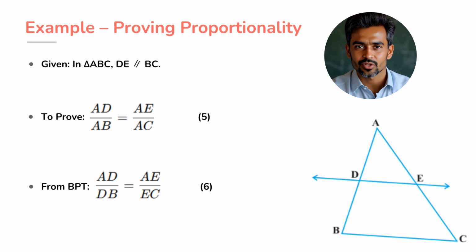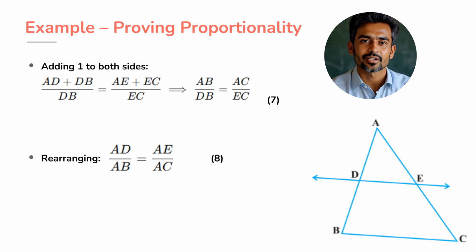So the sequence is simple. Start with the basic proportionality theorem, manipulate by adding 1 to both sides, and carefully rearrange to reach the required result. Quick insight: sometimes proving proportionality is less about inventing something new and more about skillfully reshaping known results. That's the power of algebraic manipulation in geometry. And that's how we prove proportionality inside triangles using the basic proportionality theorem. In the next example, we'll see how this connects directly to solving numerical geometry problems. Stay tuned.